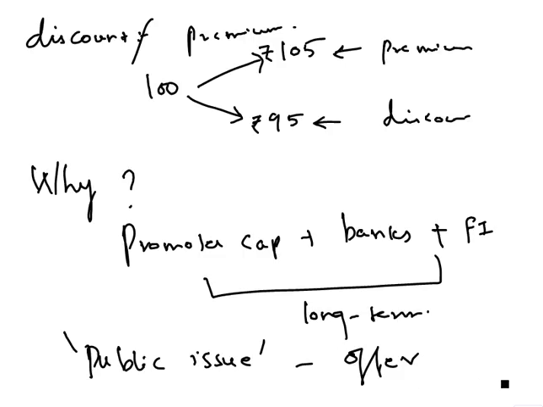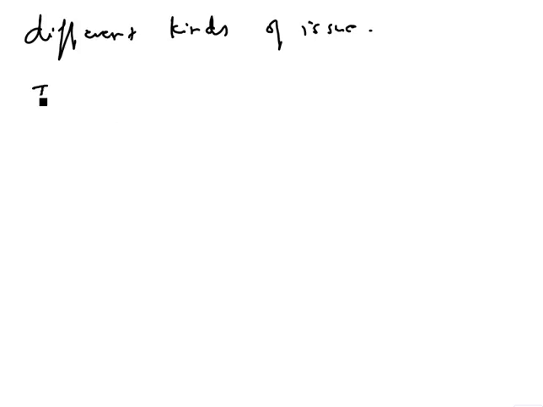In this issuance of shares, there are actually different kinds. So what are all the different kinds of issues? One, as I said, is the terminology IPO, initial public offering. It happens when an unlisted company makes either a fresh issue of securities or an offer for sale to the public through an offer document.